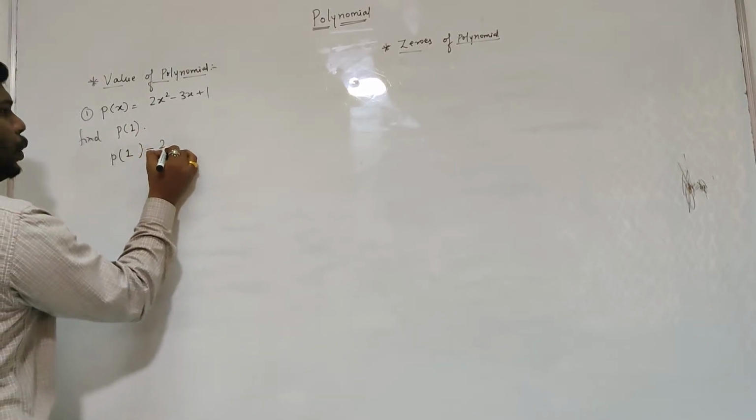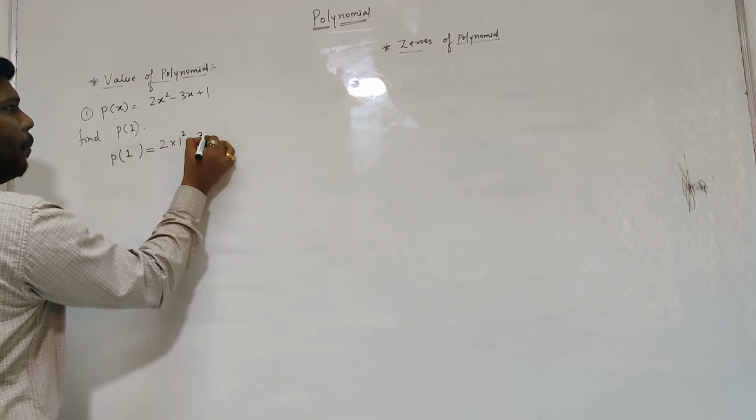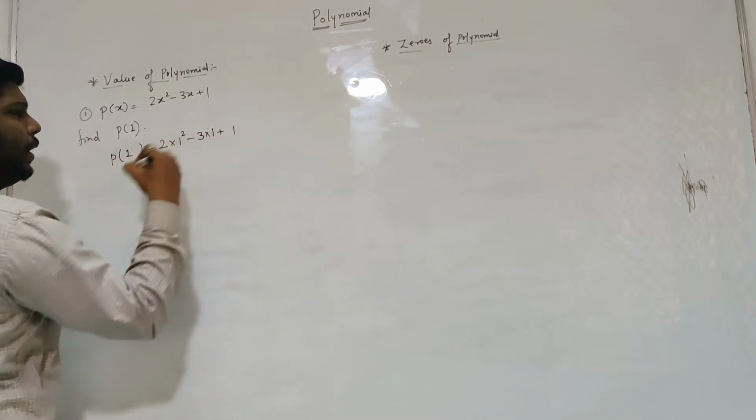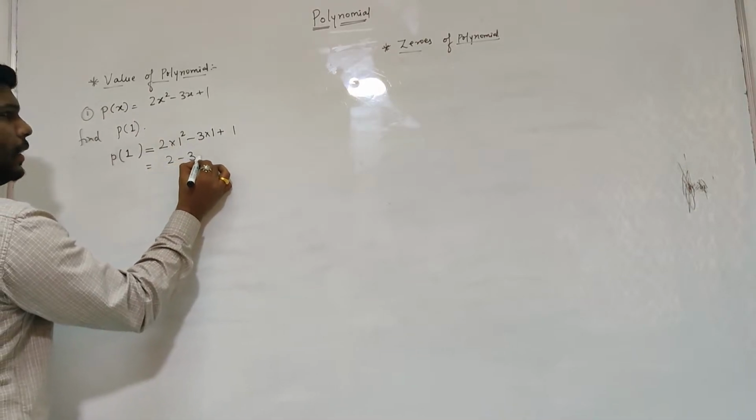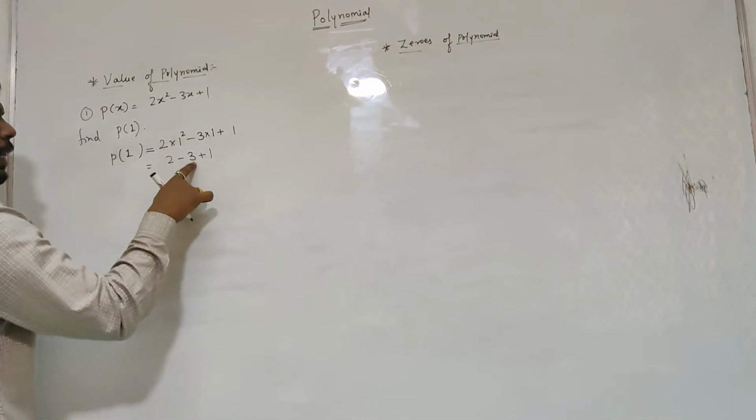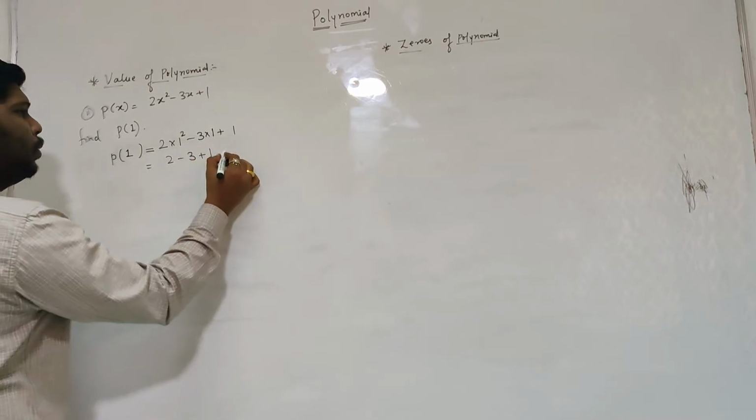So this is 2 into 1 square minus 3 into 1 plus 1. If you solve this further, this will become 2 minus 3 plus 1. And what is 2 minus 3? Minus 1. Minus 1 plus 1 will be 0.